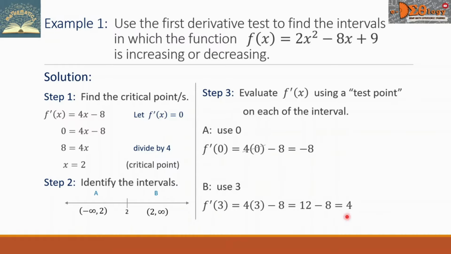Now let us identify whether increasing or decreasing for each interval. Let's begin with interval A. The value is negative, so we say that it is decreasing on interval A. What about interval B? The value is positive, so we say that it is increasing on interval B.